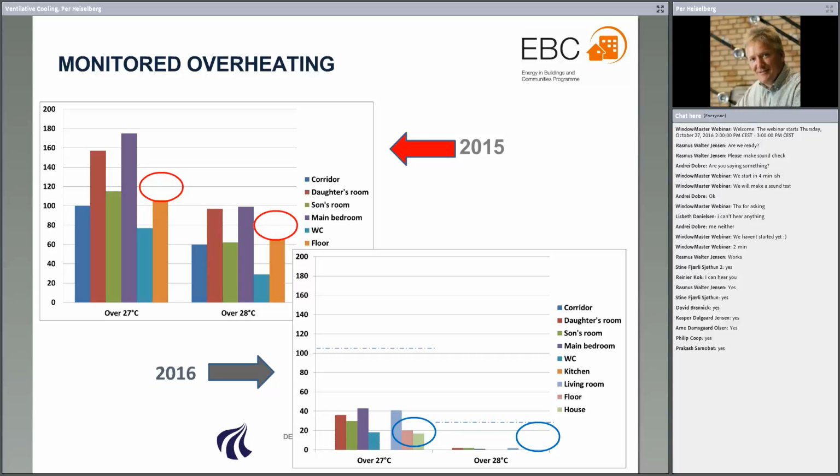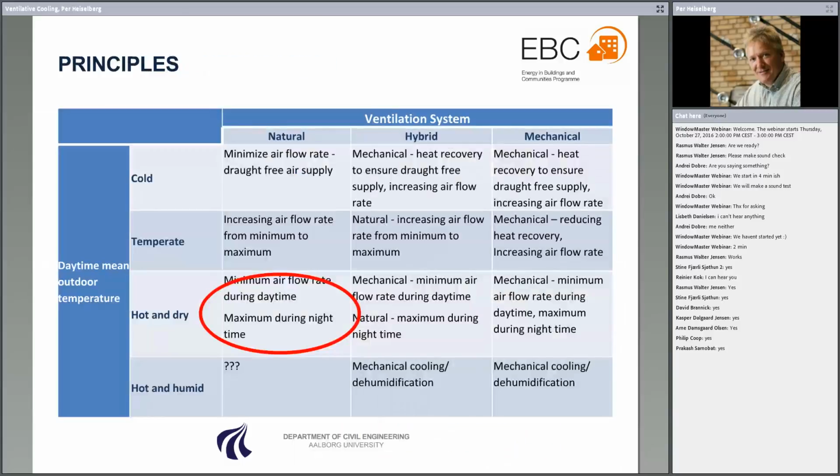And of course, the main reason for this is that the mechanical ventilation system is designed for indoor air quality, and the capacity is too low to efficiently cool down the building.